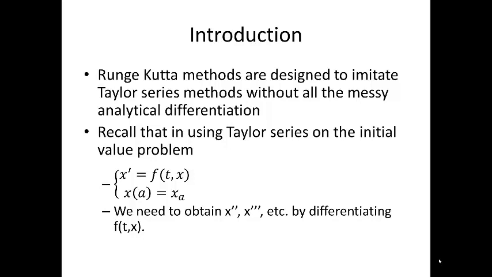Recall that we could solve an initial value problem using Taylor series. However, we needed to obtain x, x prime, x double prime, x triple prime, etc. in order to get that Taylor series. And that requirement can be quite a serious obstacle to using the method. In fact, doing the chain rule on numerous occasions can get messy real fast.